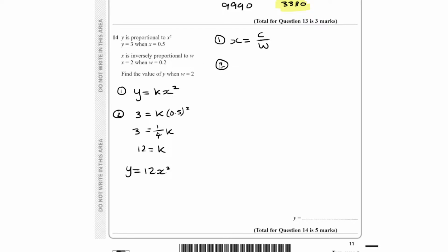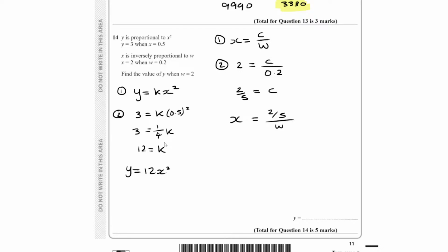We need to do the exact same thing now. Step 2, sub in the values they've given us. So 2 for x, and then 0.2 for w. And then solve it for that constant. Obviously, I'll multiply by 0.2, which is 0.4, or maybe if we put it as a fraction, 2/5. Rewrite it, so x is equal to 2/5 over w. Now, you could rearrange that fraction if you wanted, but it doesn't really matter.